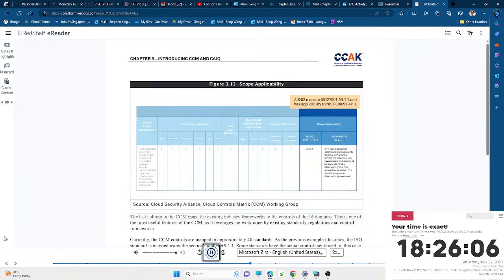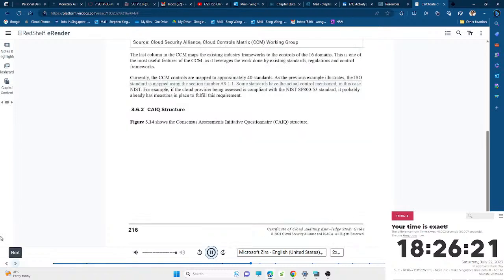The last column in the CCM maps the existing industry frameworks to the controls of the 16 domains. This is one of the most useful features of the CCM, as it leverages the work done by existing standards, regulations, and control frameworks. Currently, the CCM controls are mapped to approximately 40 standards. As the previous example illustrates, the ISO standard is mapped using the section number A9.1.1. Some standards have the actual control mentioned, in this case NIST. For example, if the cloud provider being assessed is compliant with the NIST SP 800-53 standard, it probably already has measures in place to fulfill this requirement.